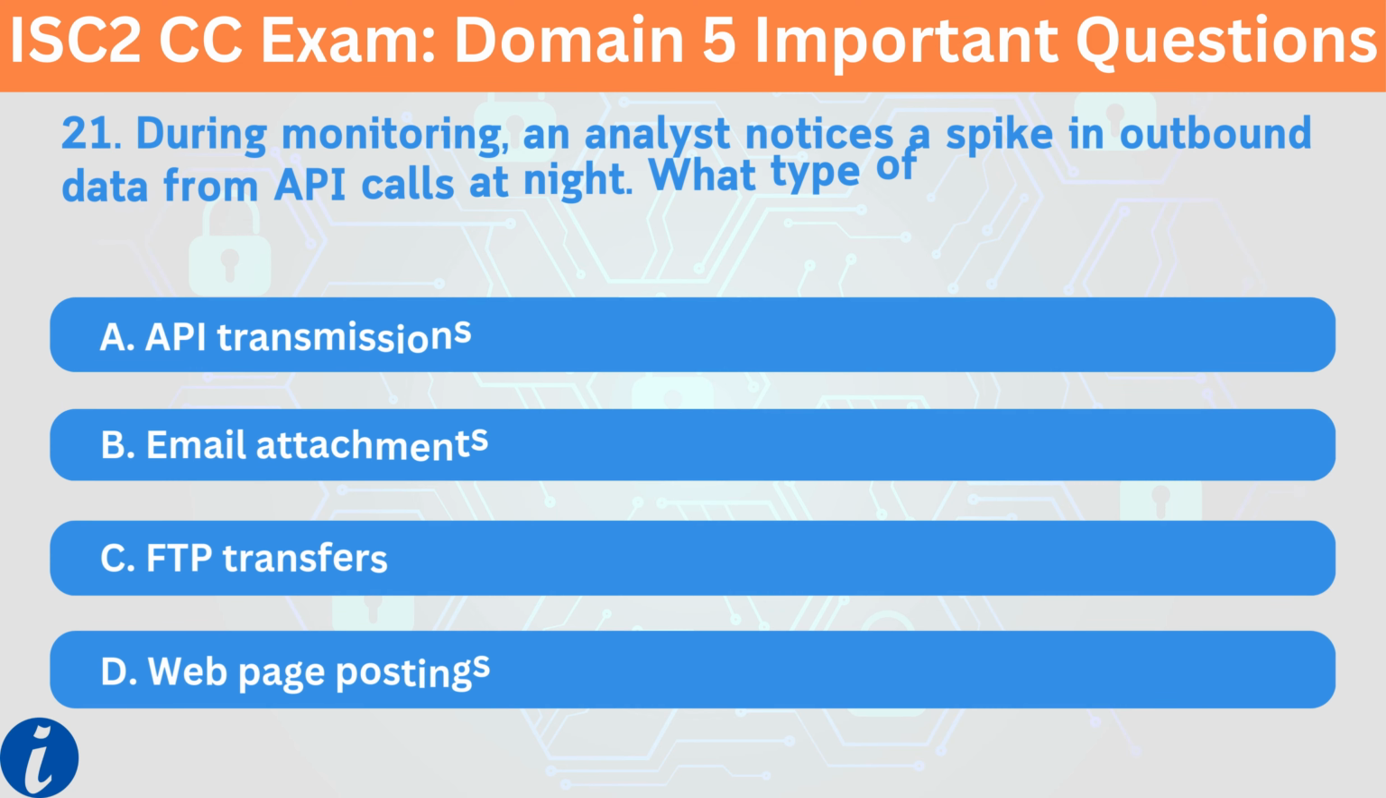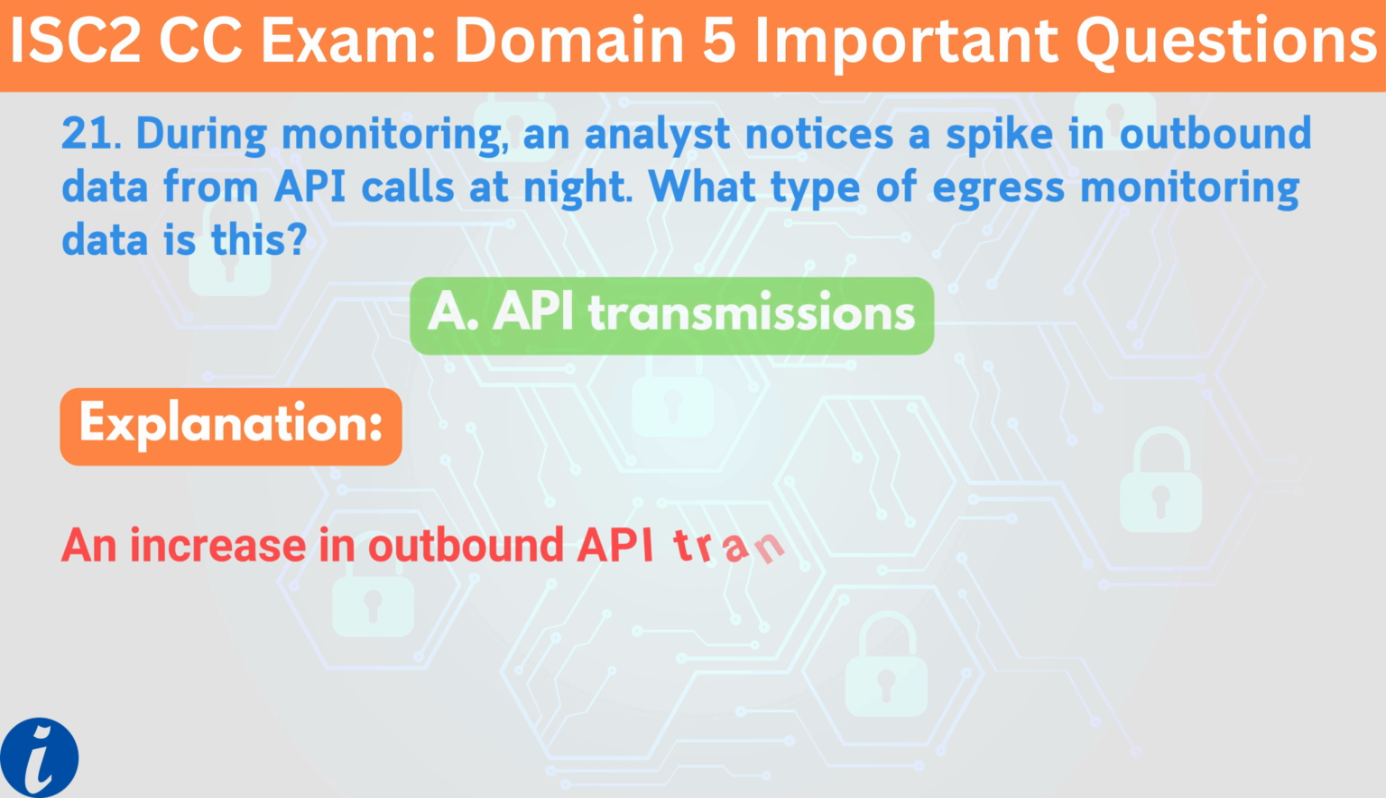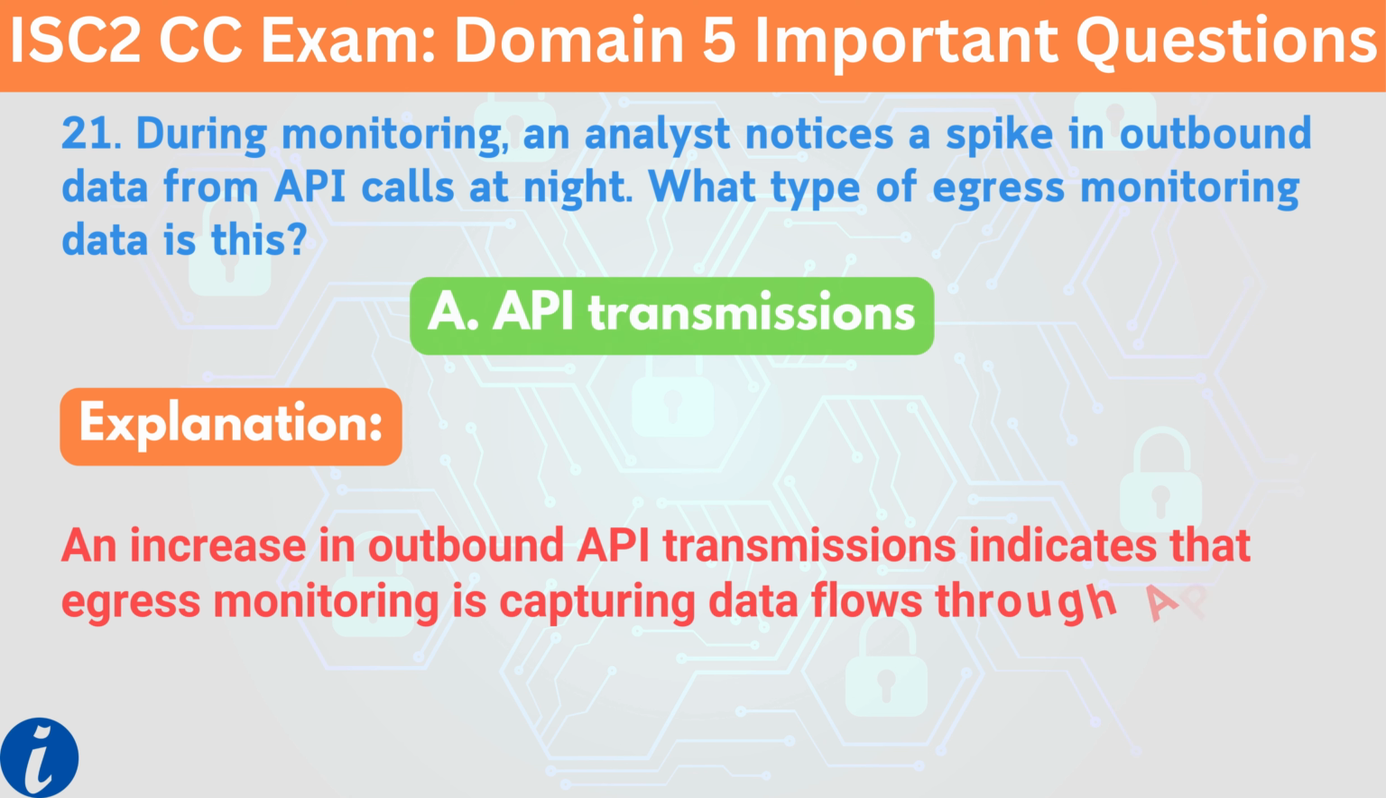21. During monitoring, an analyst notices a spike in outbound data from API calls at night. What type of egress monitoring data is this? A. API transmissions. B. Email attachments. C. FTP transfers. D. Web page postings. The correct answer is A. API transmissions. Explanation. An increase in outbound API transmissions indicates that egress monitoring is capturing data flows through API channels.